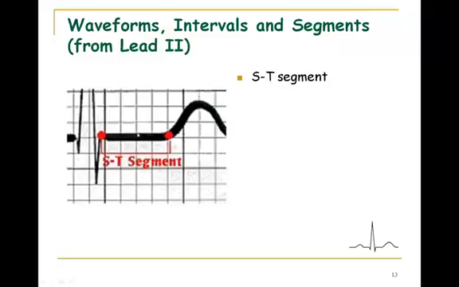If it's deflected, or if you see this more than a millimeter above or below where the J point is, it can indicate ischemia, infarction, injury in the heart, or things like pericarditis, which is inflammation of the pericardium. So you should not have that ST segment be more than a millimeter above or below the J point. If it's above the J point, they refer to it as an ST segment elevation. If it's below, they call it an ST segment depression.